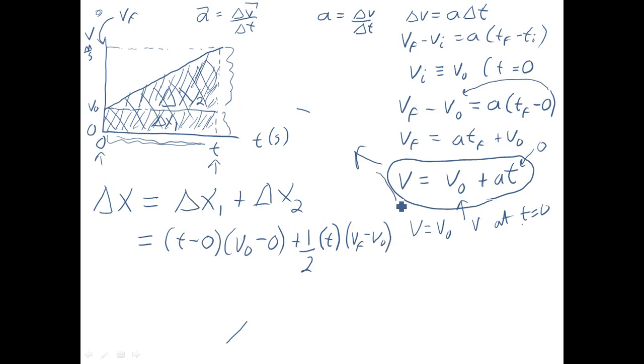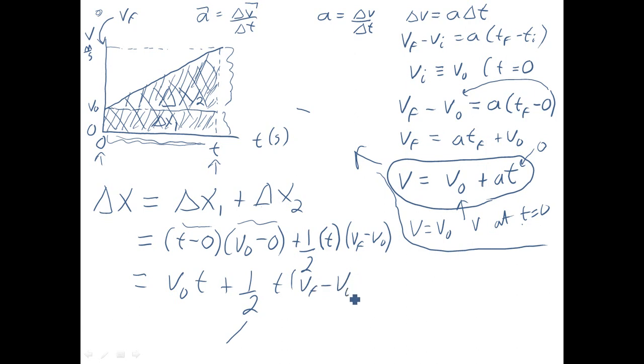Let me just put a little note so you don't get confused. So we have basically v naught t. That's what those amount to. I rearranged them, plus 1/2 t times v final minus v initial. You might wonder, okay, what are we going to do with that? Well, let me go to another page because it's getting a little cramped here.